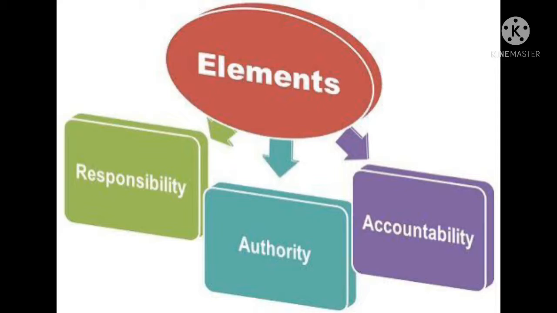Next are the elements of delegation. Under this we will be discussing responsibility, authority and accountability. But first let me discuss what authority means. Authority refers to the right of an individual to command his subordinates, like how the principal commands the teachers. We are the subordinates. So authority means the individual has the right to command his subordinates and to take action within the scope of his or her position.